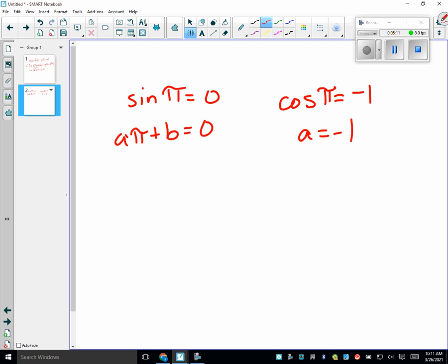So if a is -1, is negative pi plus b equal to 0? What is b? Pi. Did that make sense? The key is it says it's differentiable. So you set the regular equal to each other and the derivatives equal to each other.